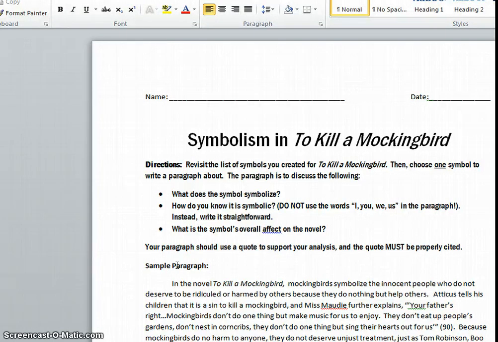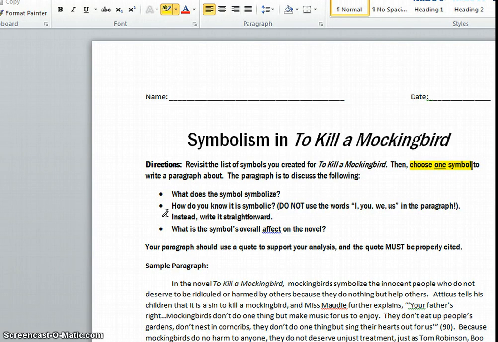Let's take a look at this Symbolism in To Kill a Mockingbird paper. The directions say to revisit the list of symbols you created for To Kill a Mockingbird. Then choose one symbol to write a paragraph about. So the first thing we need to take note of is that this is asking for only one symbol, not a list of symbols, not multiple symbols with vague explanations. Instead, we're looking at one symbol that is examined in depth. Then some questions are given to you.